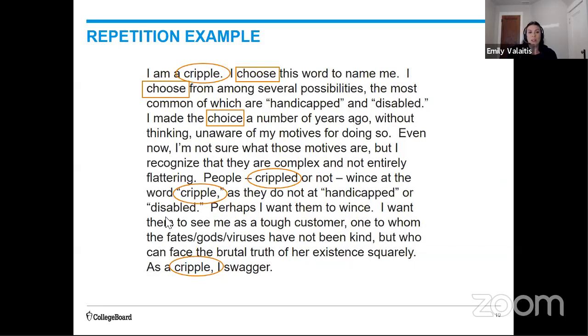The other word that she uses a lot, again, choose or choice, speaks to her argument as well, because she's the actor. She's not being acted upon by this condition. She's taking control of it. She's taking back power because she is choosing this for herself. Therefore, she repeats it 4 times in one paragraph. So those two words, cripple and choose, really help convey the argument and the power that she's trying to achieve by choosing this word for her.